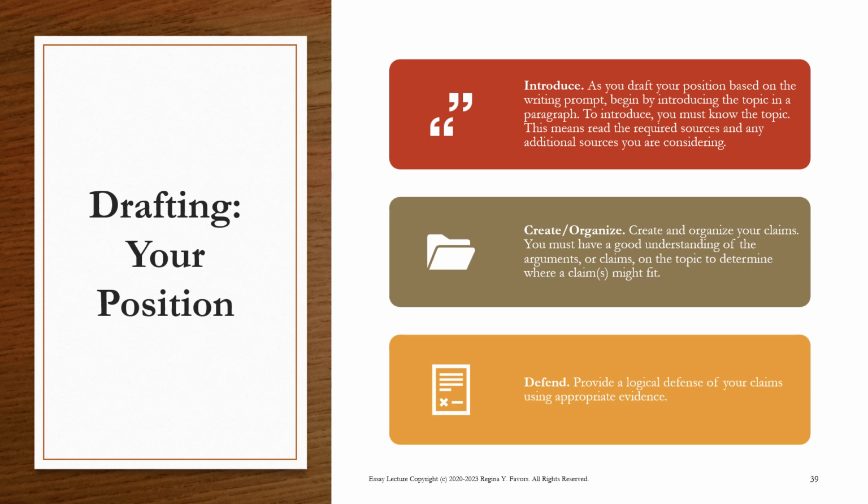And then a larger table with all of the sources with the same column categories: author, title of work, author's thesis, claim, counterclaim, evidence, and rebuttal. And that'll give you some kind of way to see what is written on a topic, and then where you might fit. And then defend: provide a logical defense of your claims using appropriate evidence.